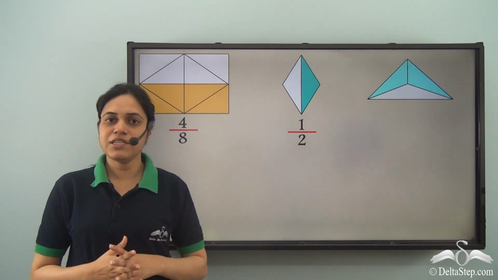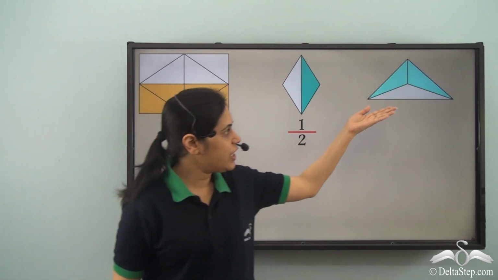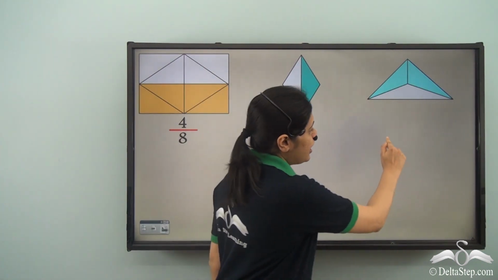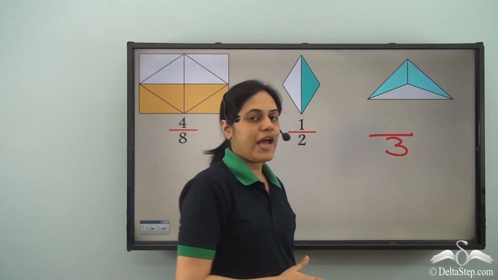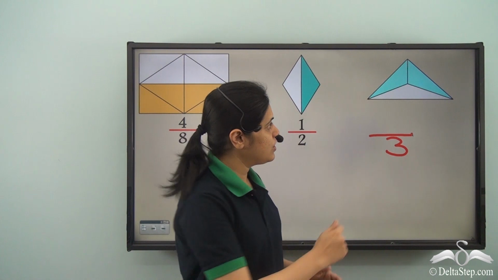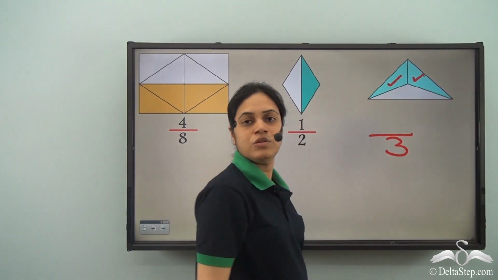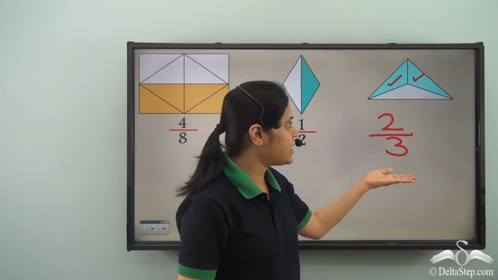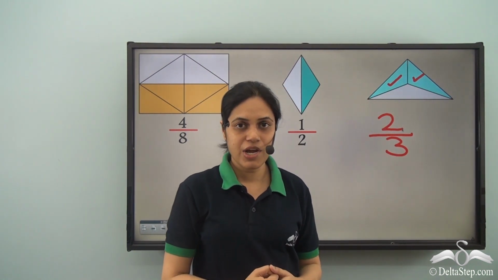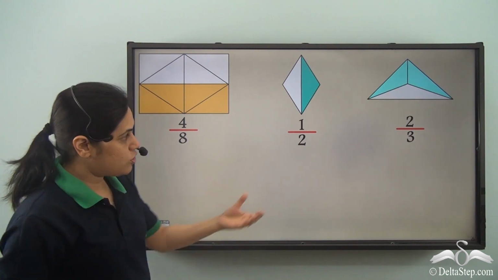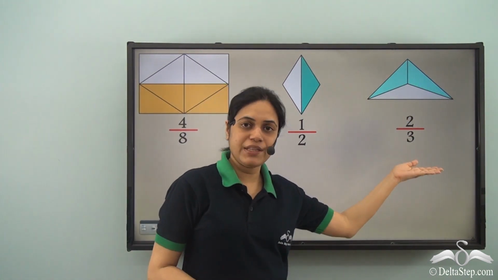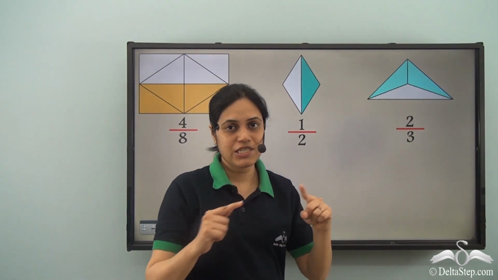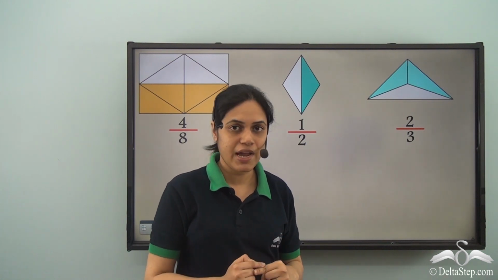Now if I consider this triangle, how many equal parts are there? 3 equal parts. And how many parts are colored? 1, 2. So the colored parts are 2 by 3 of the entire triangle. So the colored parts are 2 by 3 of this portion, this entire portion covered by the triangle.